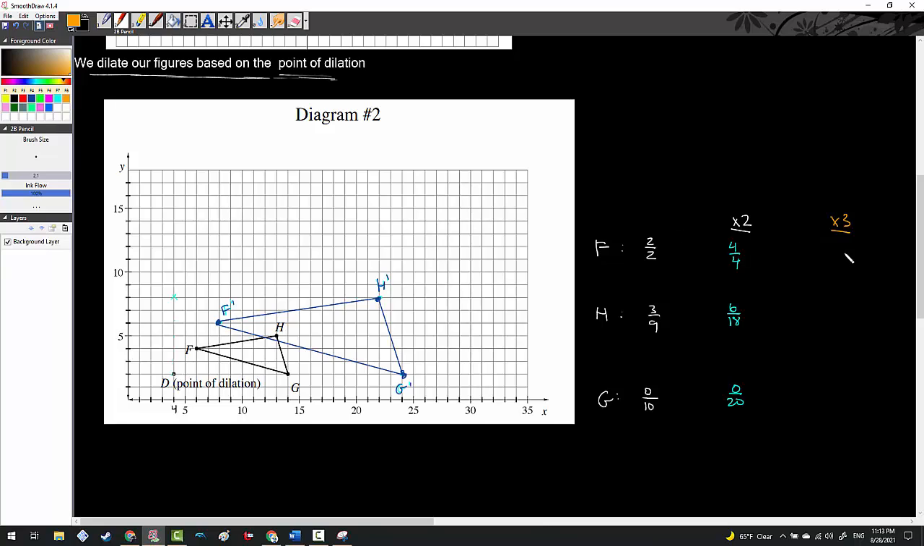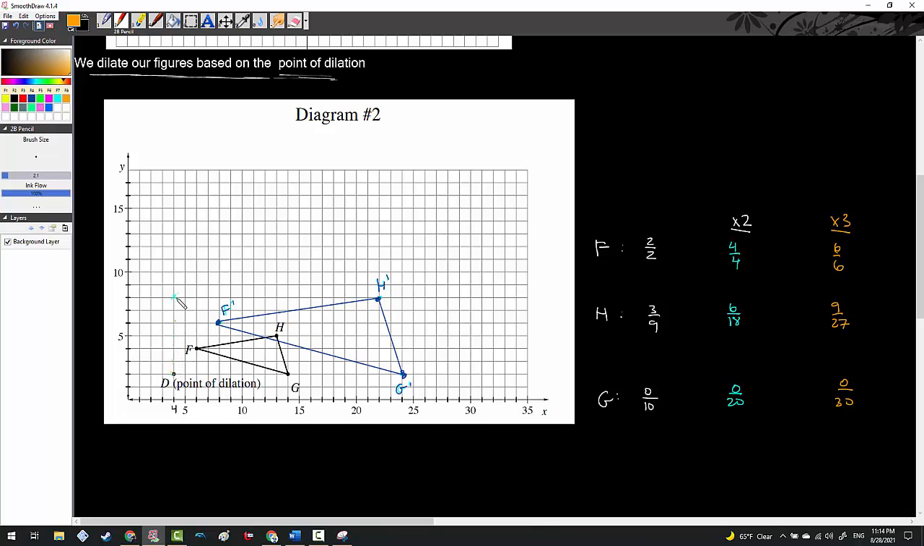No problem here. Of course, 6 over 6, 9 over 27, and then 0 over 30 if we tripled our points right here. So I'll go and do this in orange. So from the point of dilation, up 6 to the right by 6. So that's going to be from here 1, 2, 3, 4, 5, 6. Again, did I count that right? 1, 2, 3, 4, 5, 6.